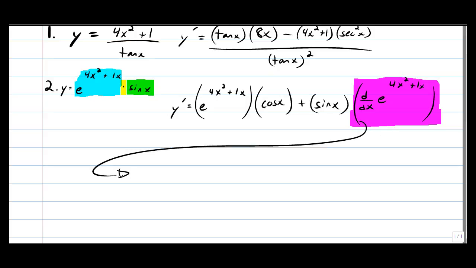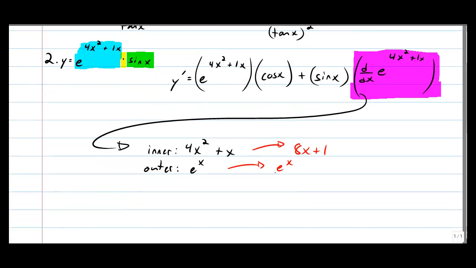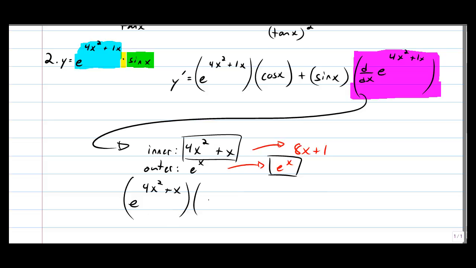We'll come over here. So the inner, that's 4x squared plus x. The derivative of the inner is 8x plus 1. The outer, that's e to the x. Its derivative is e to the x. So the derivative of the outer evaluated at the inner, e to the 4x squared plus x, multiplied by the derivative of the inner. So what you see in purple up there is going to get replaced with this in my final answer.